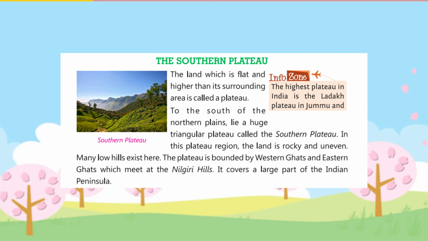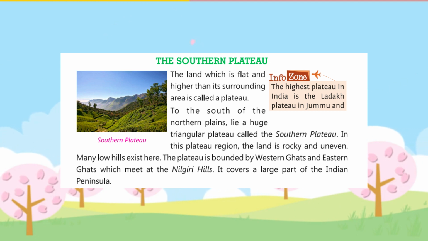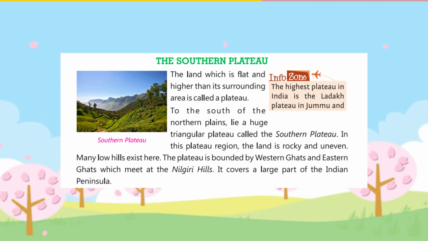The southern plateau. The land which is flat and higher than its surrounding area is called a plateau. To the south of the northern plains lies a huge triangular plateau called the southern plateau. In this plateau region, the land is rocky and uneven. Many low hills exist here. The plateau is bounded by the Western Ghats and Eastern Ghats, which meet at the Nilgiri Hills. It covers a large part of the Indian peninsula.